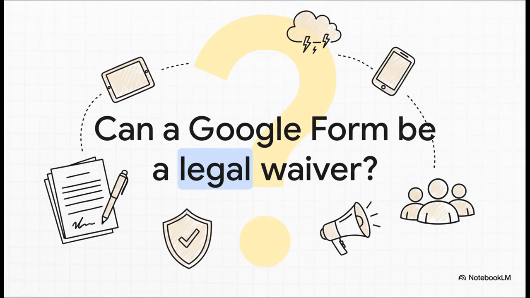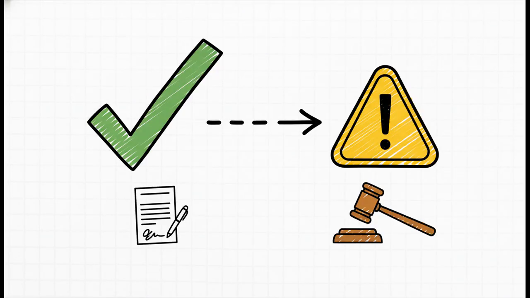This brings us to a really, really important question that a lot of organizations have, especially nonprofits or anyone organizing an event. Can you actually use a simple tool like Google Forms for something as serious as a liability waiver? The answer is actually pretty surprising. It's yes, but, and this is a huge but, it's only legally valid if you set it up in a very specific way. So what does that actually mean? What do you have to do?